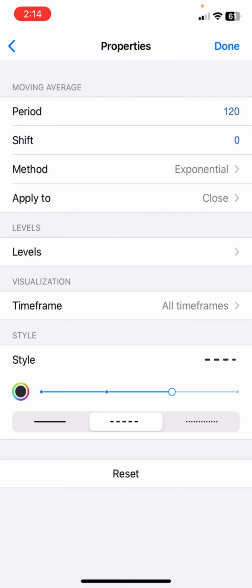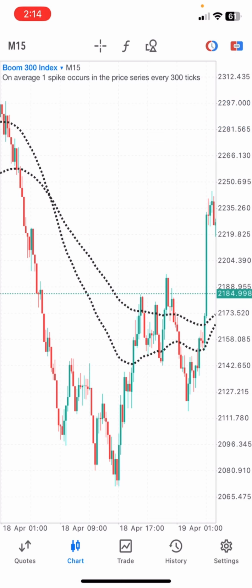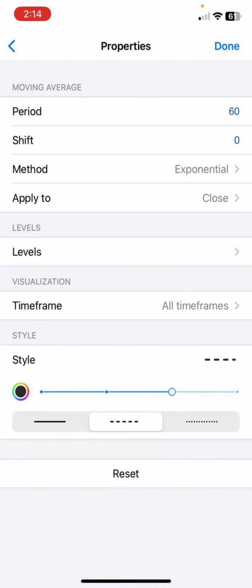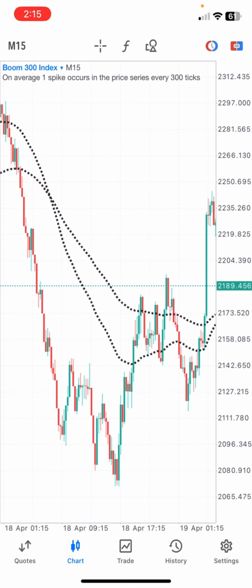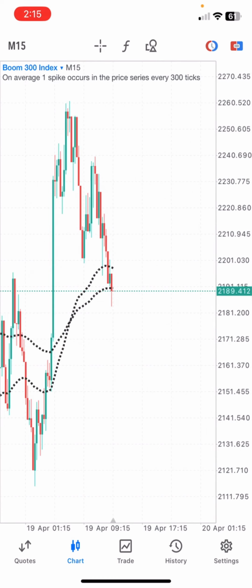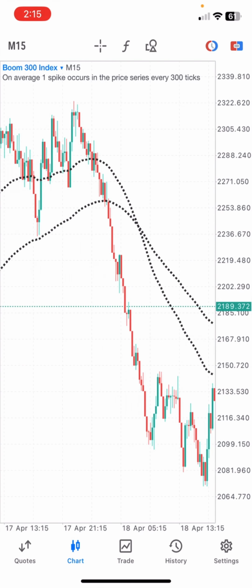So I set everything up like this, then click on done, and you are going to have your first moving average right in the chart. Now moving on to the next moving average, which is the last one but not the least. Click on moving average, and these are the properties for the second moving average. The period is 60, the shift is 0, the method is exponential, apply to close, and we don't need the levels, and the time frame is all time frames. We set everything up like this, hit done, and you are good to go. Now this is how your chart is going to look when you set everything up for the strategy.